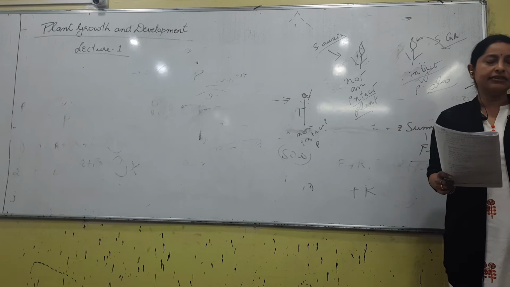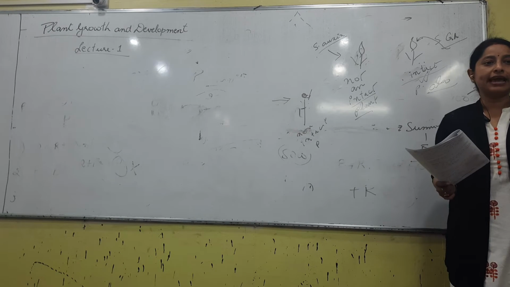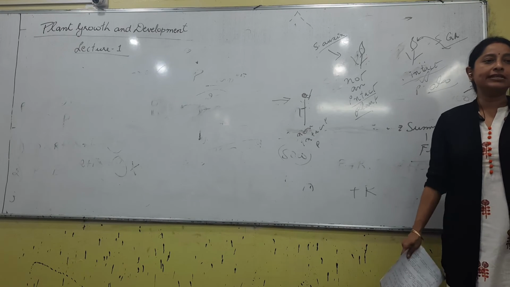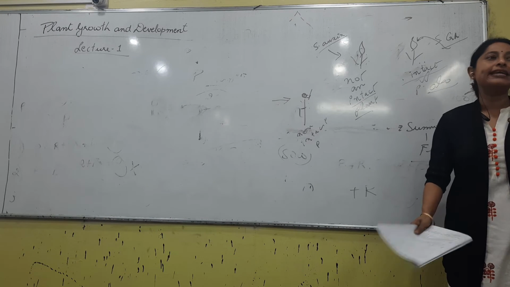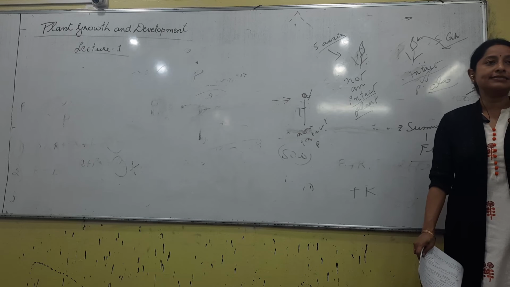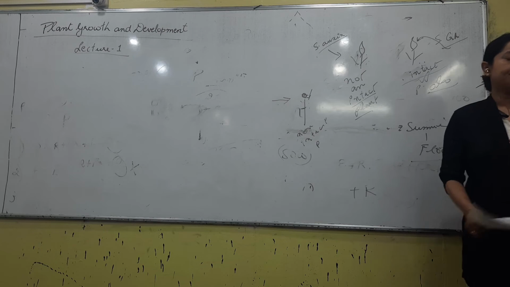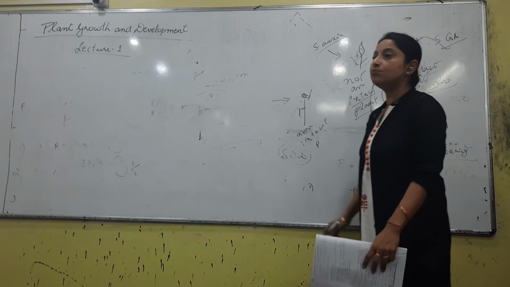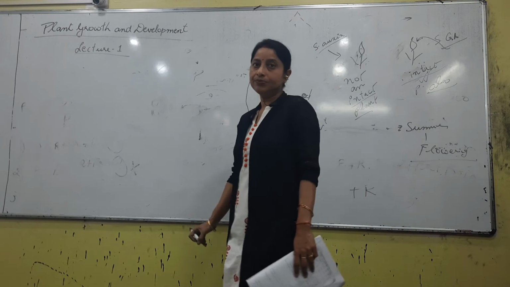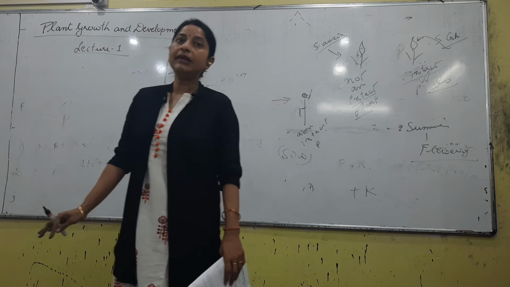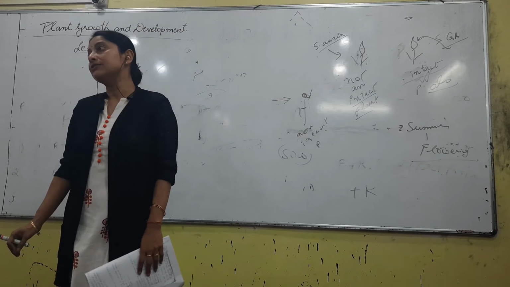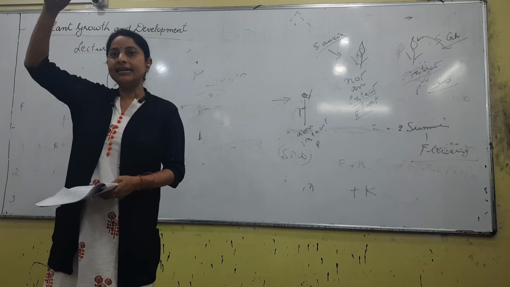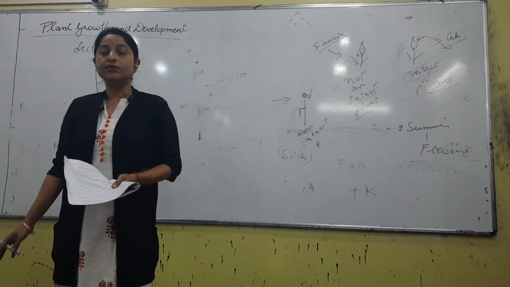Point number 6, the word is very important: apical dominance. What do we understand by the word apical dominance? Apical is related with apex. Dominance means, okay, just tell me, if you want to make a plant bushy, what will you do? For example, the Tulsi plant, whenever it grows, if you want to make it bushy, what do you do?